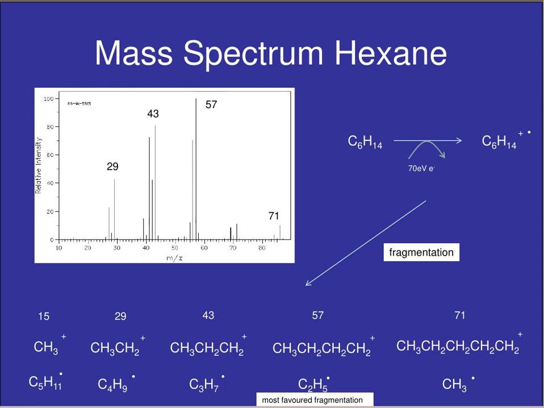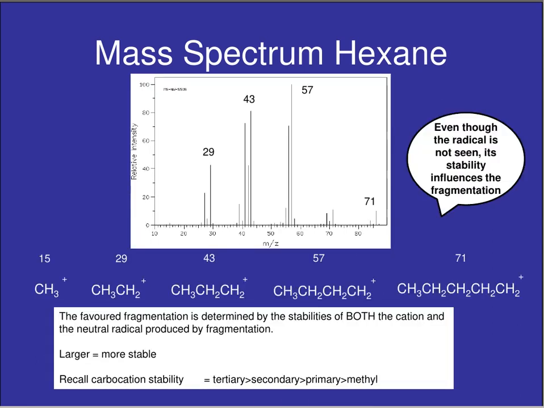So what we have is that even though the radical is not seen, its stability influences the fragmentation. The favored fragmentation is determined by the stabilities of both the cation and the neutral radical produced by fragmentation, even though you don't see it. Larger is more stable, and recall your carbocation stability: tertiary, secondary, primary, methyl. Of course these are mainly primary, except for that, and the larger the primary, the slightly more stable it is.